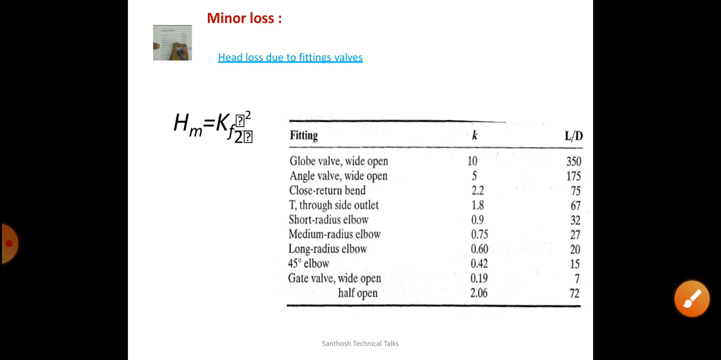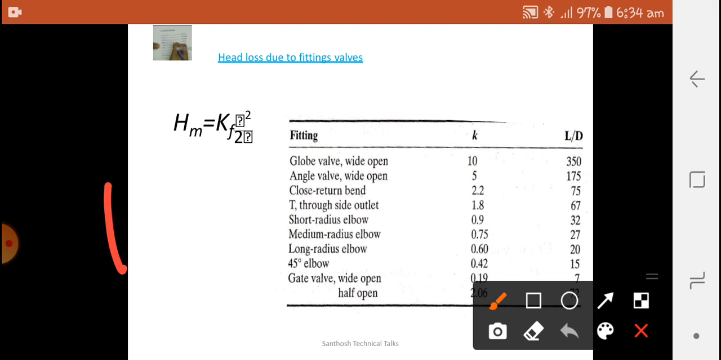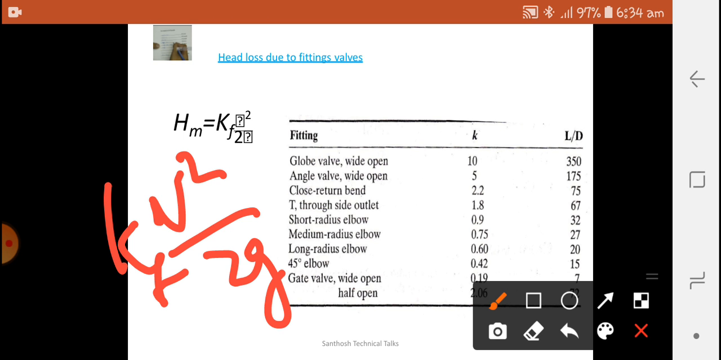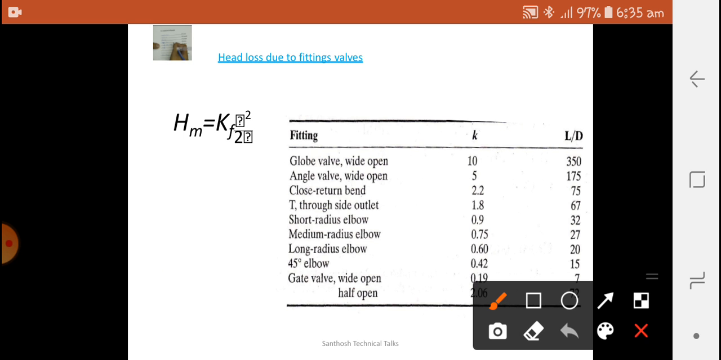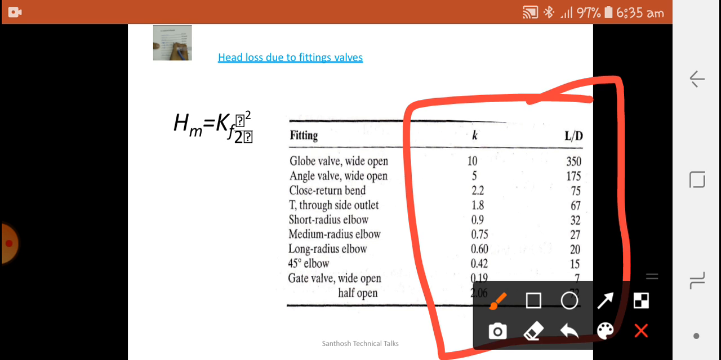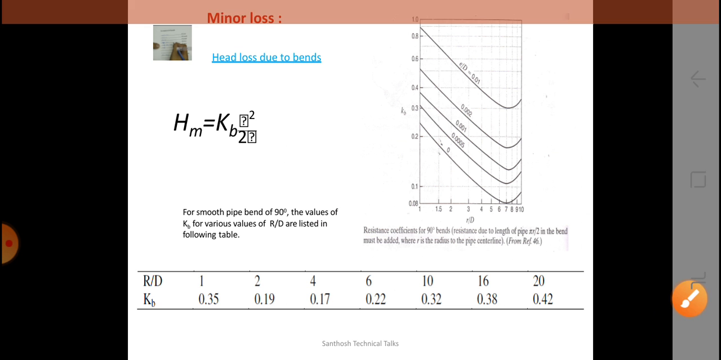Next is the minor loss due to pipe fittings. So this is Kf into V square by 2g. So Hm is equal to Kf V square divided by 2g, is the formula. For the globe valve, the K value is given and the L by D ratios are all given. So you can pause the video and note this for your better understanding.